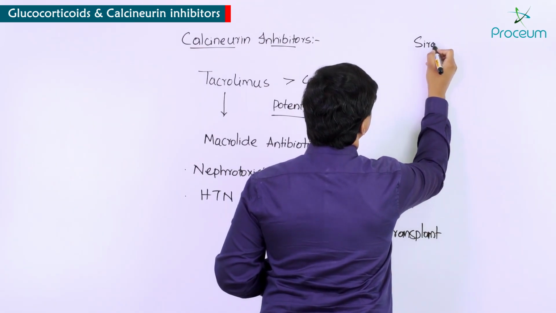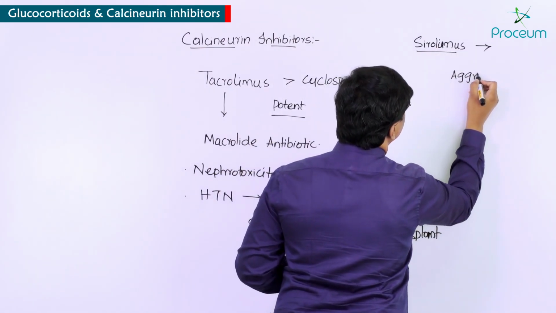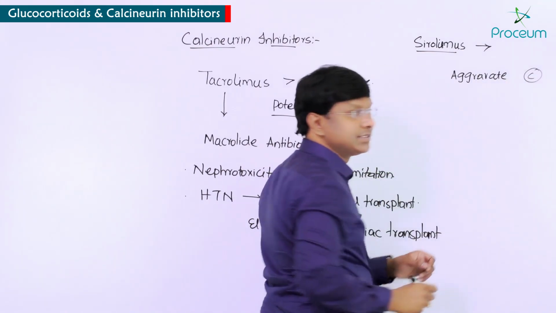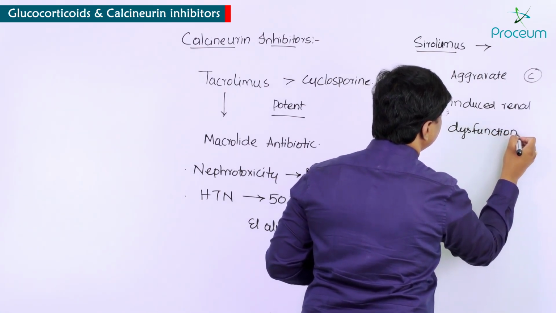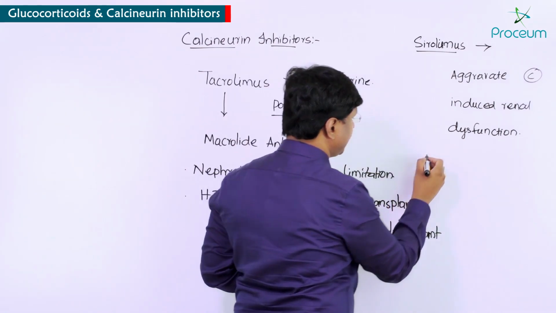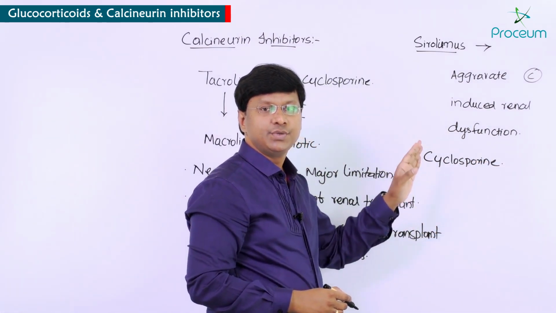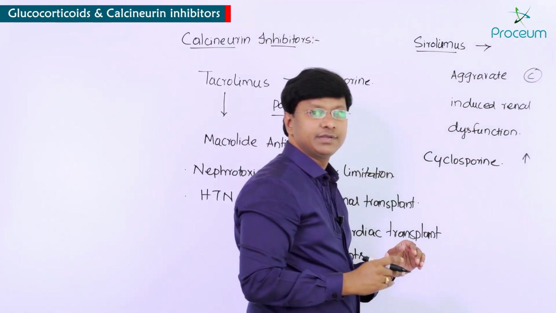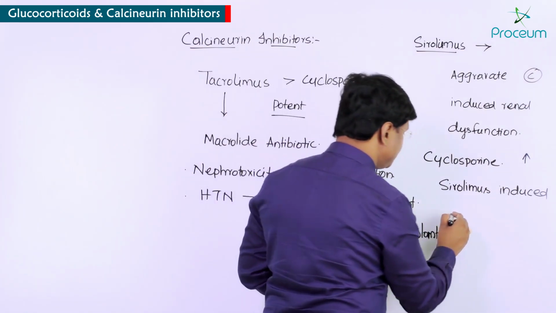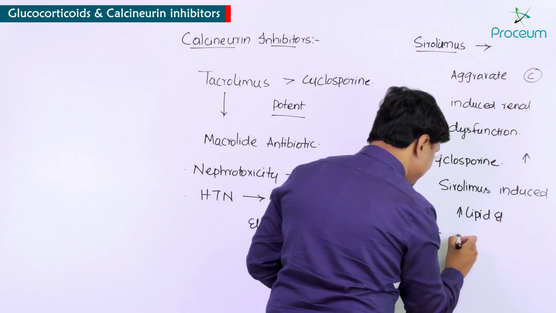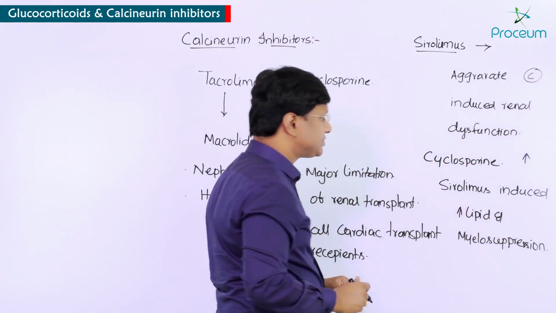Remember, sirolimus will aggravate the cyclosporin-induced renal dysfunction, whereas cyclosporin increases the sirolimus-induced hyperlipidemia and myelosuppression.